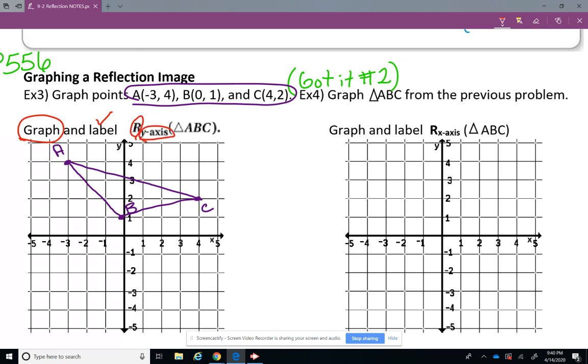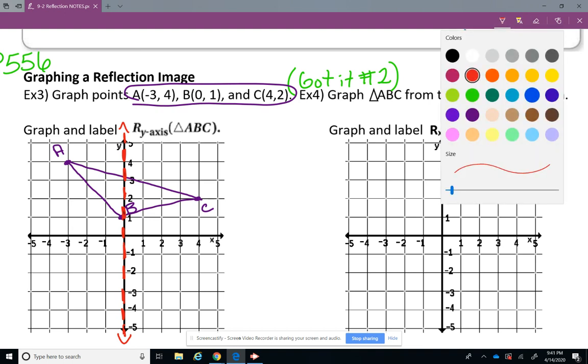Now find the y-axis and let's turn that into a dashed line. This is what I'm reflecting it over. This is the y-axis. All right, I'm going to reflect it over that. And what am I reflecting? I'm reflecting triangle ABC. All right, so what you do, it's real easy. You start with one point at a time. All right, we'll do this in blue.